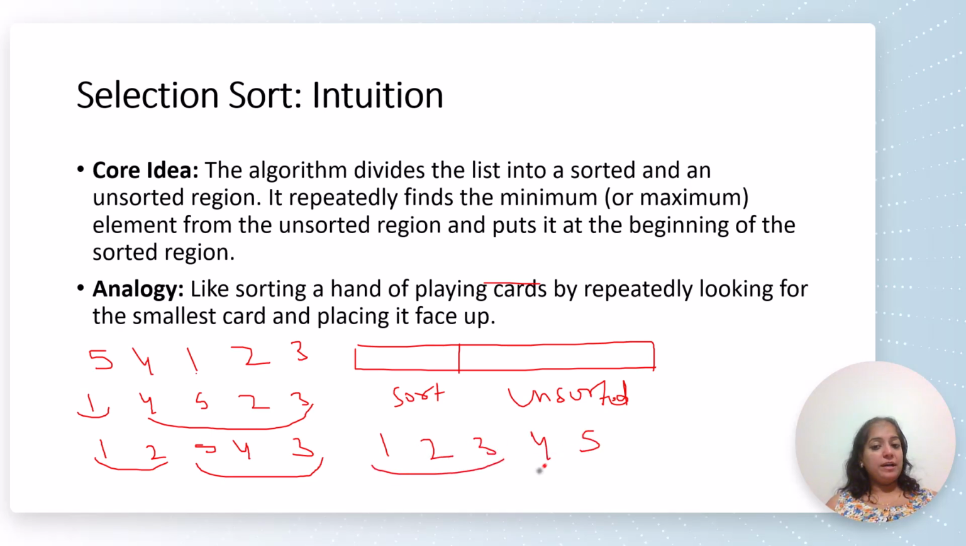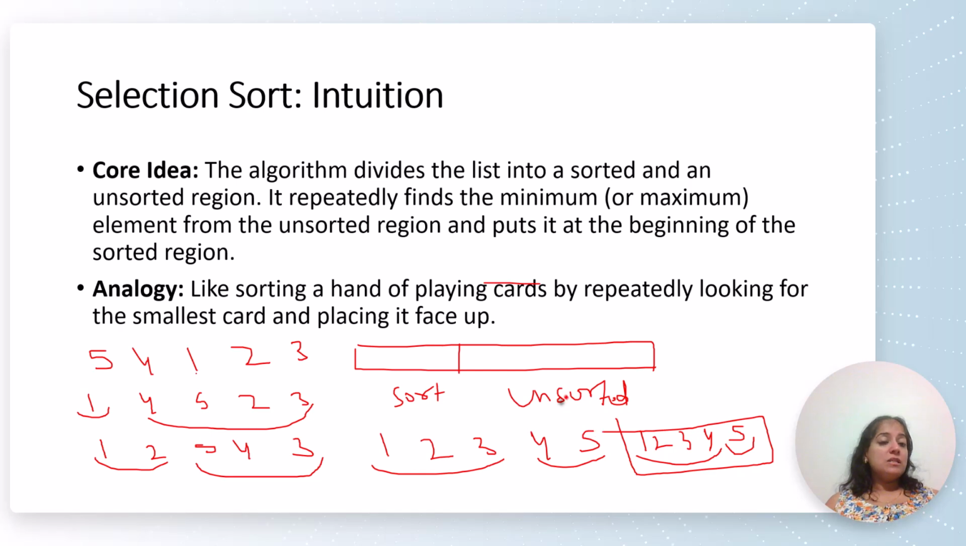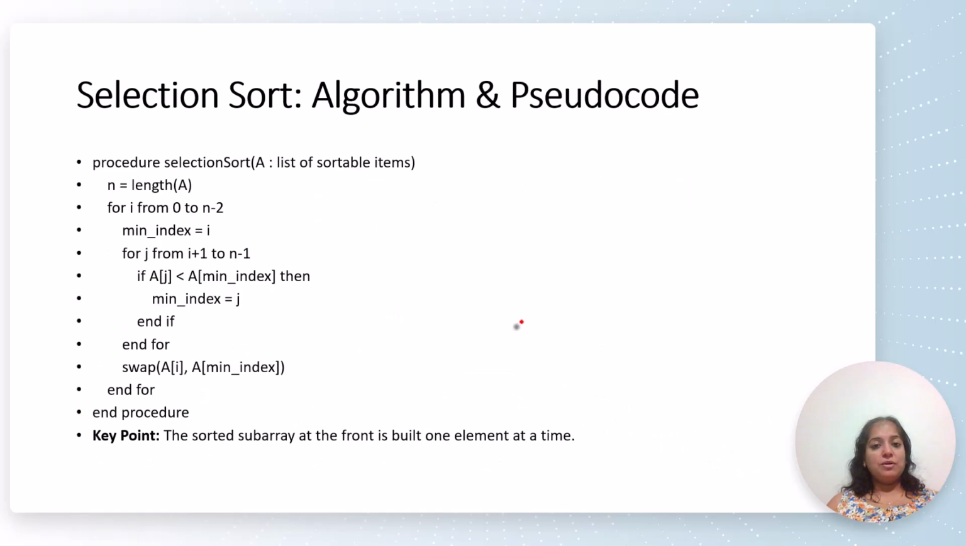Now this is your sorted array, and this is your unsorted array. Again, from the unsorted array, find the smallest element, which is 4, and swap it with the first element of the unsorted array. So 4 is swapped with 4, and your array becomes 1, 2, 3, 4, 5. Since there is only one element in the unsorted array, we can stop the process. Now you can see the array is finally sorted. So this is the basic idea behind selection sort.